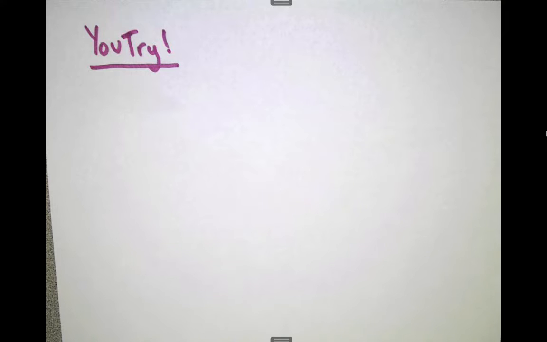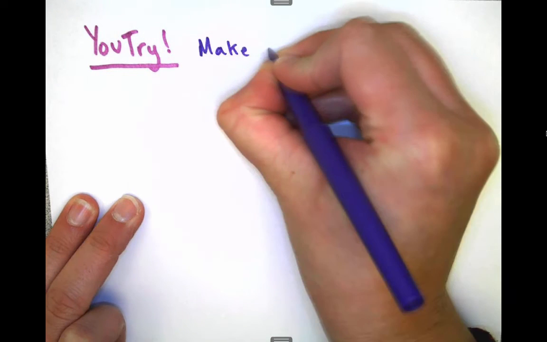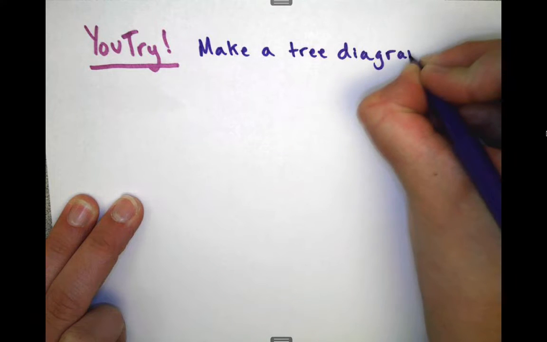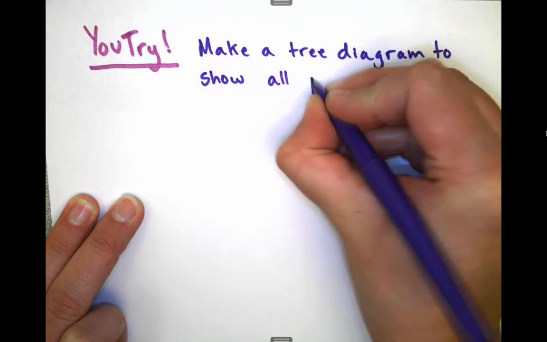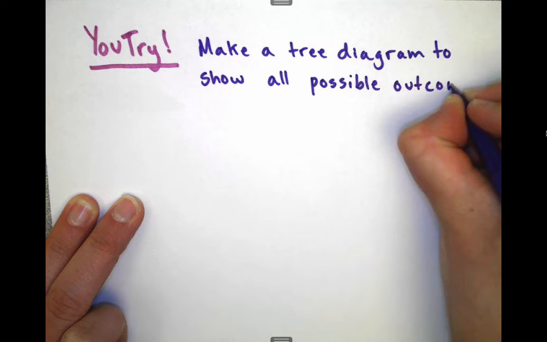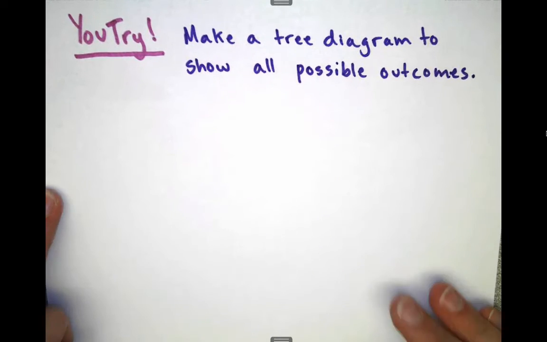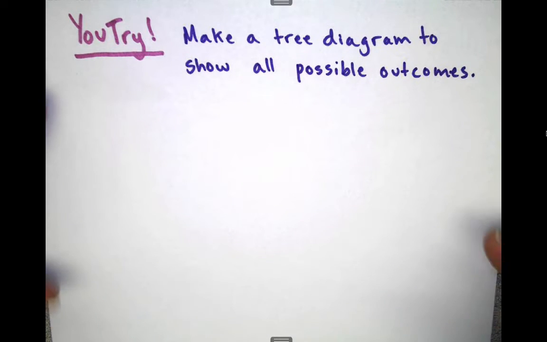So same directions, you're going to make a tree diagram to show all possible outcomes. This time, we're going to change it up and go with a new theme here. Instead of ordering food at a restaurant, we're going to be picking out classes, our high school classes. What are we going to take first semester?